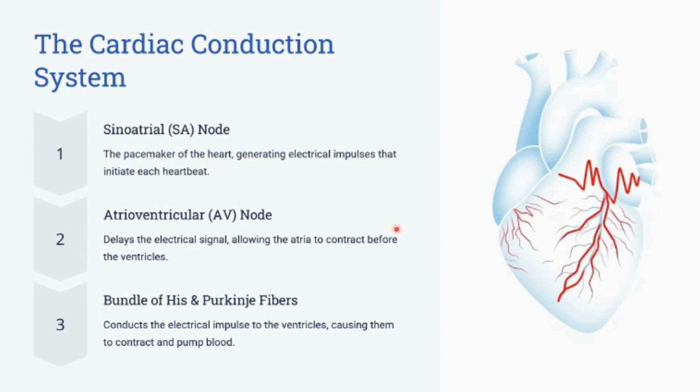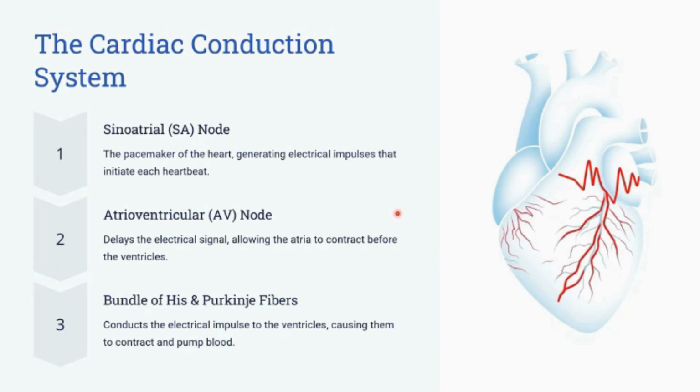Moving further to the atrioventricular node. It is located at the junction between the atria and the ventricles near the interatrial septum. After the SA node generates an impulse, the electrical signal passes through the atrial muscles to the AV node. The AV node slows down the electrical signal, allowing time for the ventricles to fill with blood before they contract. This delay is crucial for efficient blood pumping.